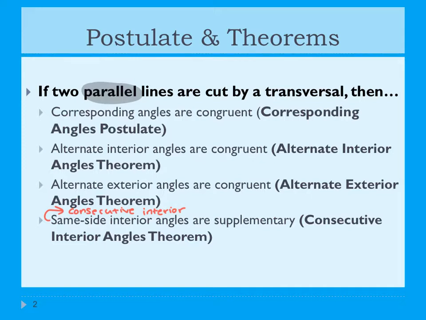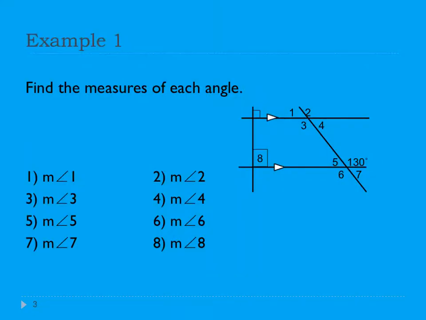But you have to make sure you know the full name. Corresponding angles is the postulate; alternate interior, alternate exterior, and consecutive are all theorems. All right, so again, one postulate, three theorems. Corresponding, alternate interior, alternate exterior are all congruent, and then same side interior or consecutive interior are supplementary, which means what? Good, 180 degrees.